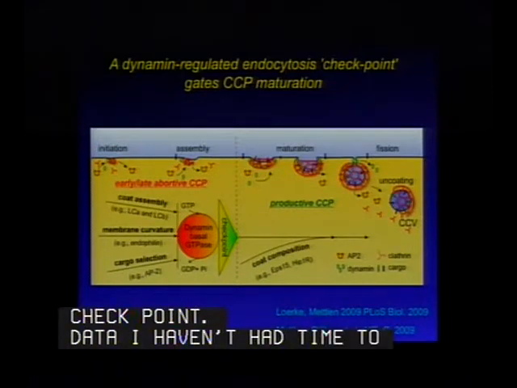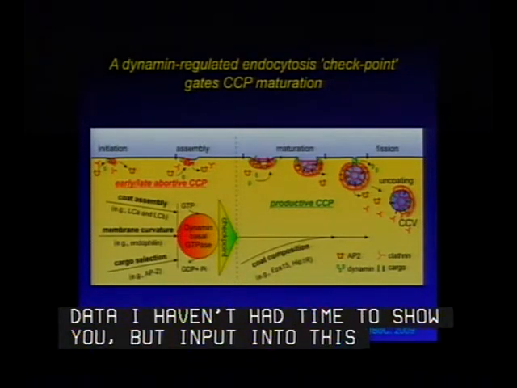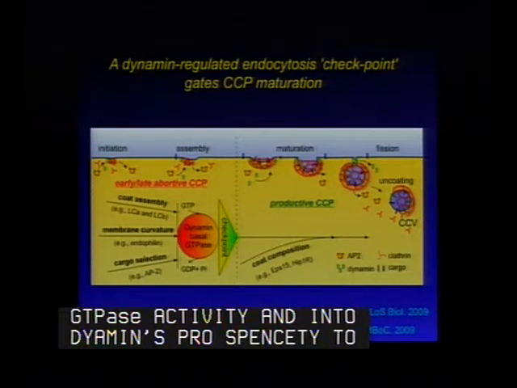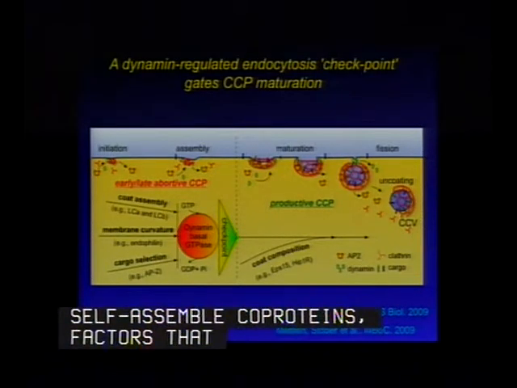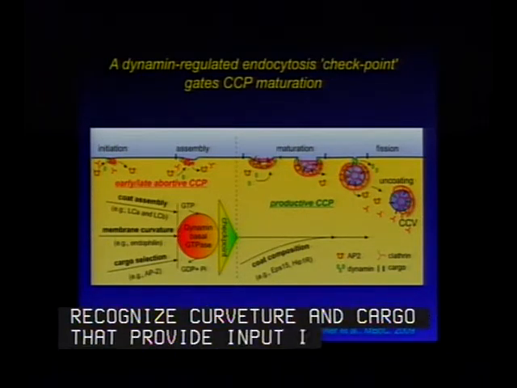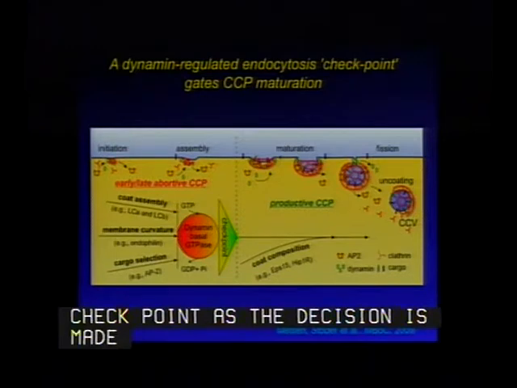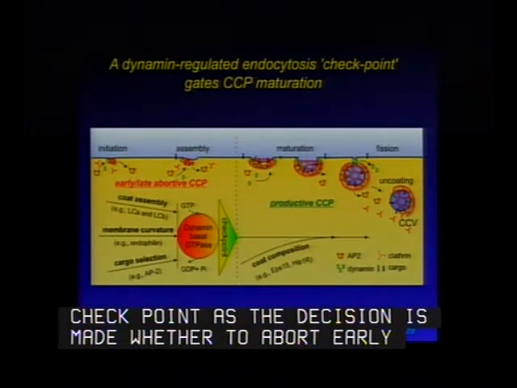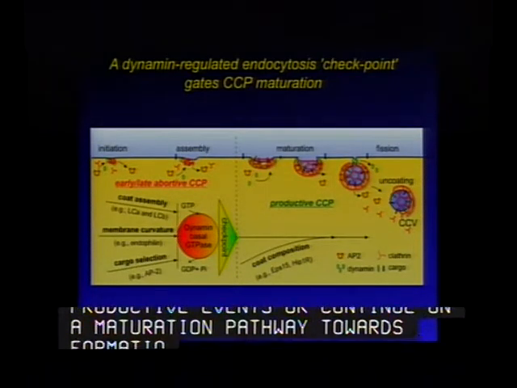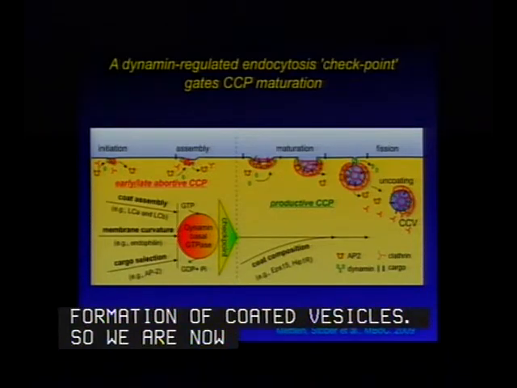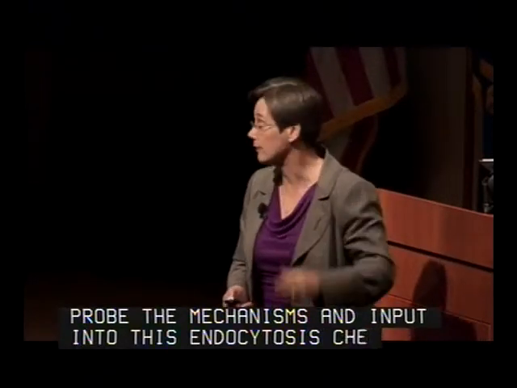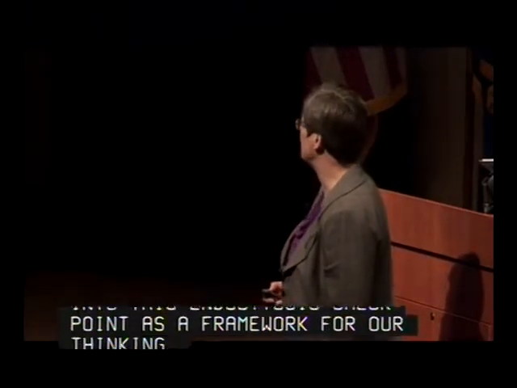and input into this basal GTPase activity, and actually into dynamin's propensity to self-assemble, are coat proteins, factors that recognize membrane curvature, factors that regulate cargo, that provide input into this checkpoint as a decision is made whether to abort early non-productive events or to continue on a maturation pathway towards formation of coated vesicles. So we are now busy trying to probe the mechanisms and the input into this endocytosis checkpoint as a framework for our thinking. And much more work needs to be done.